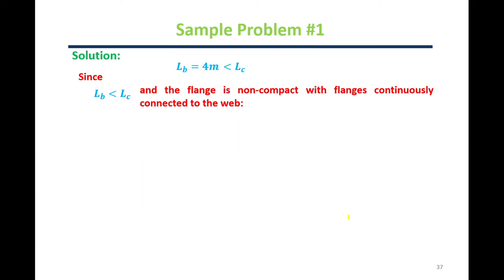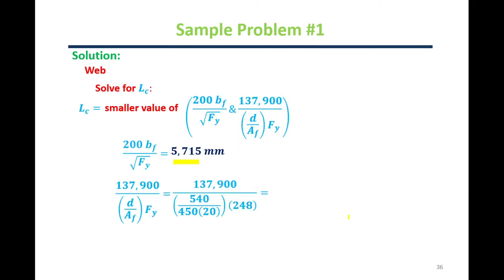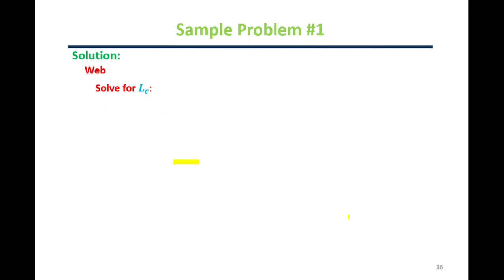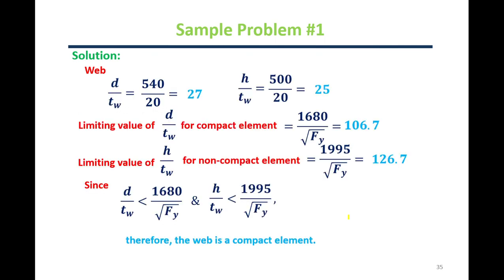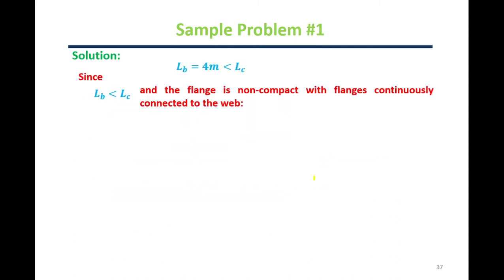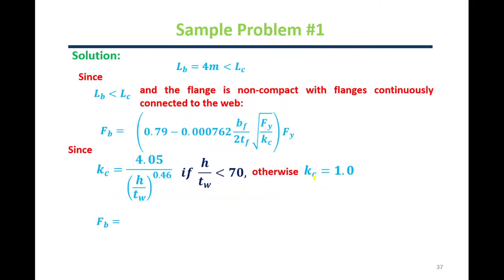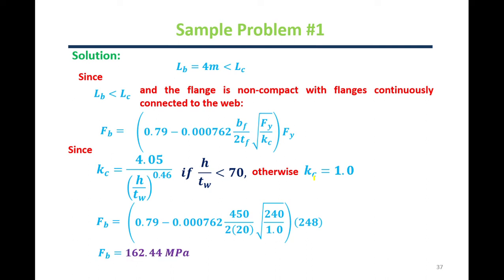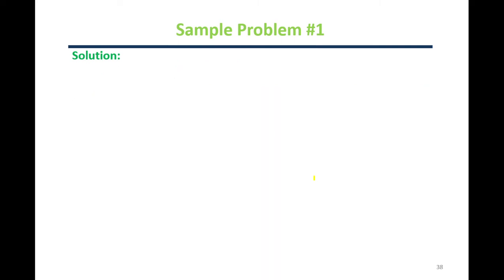Kasi yung H over TW natin ay nakuha natin 25 lang, di ba? Ayan. Mas malaki pa rin 70. So yun ang ginamit natin, 1. Ayan. Okay, next. For the length of 6 meters, so mas malaki pa rin yun kasi compared sa LC.